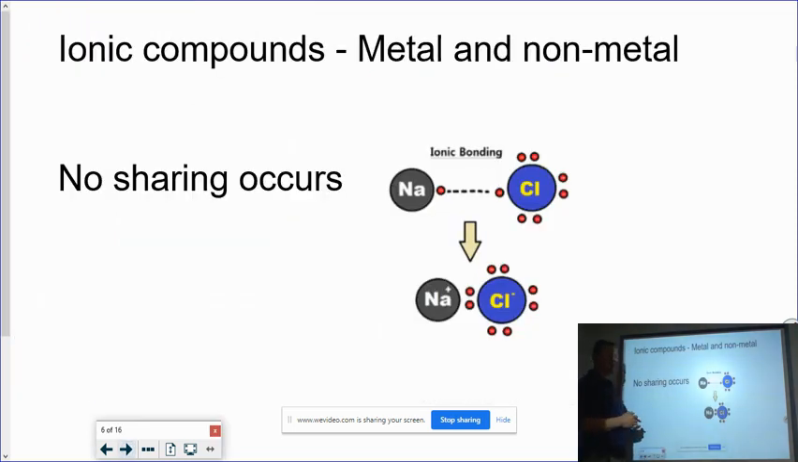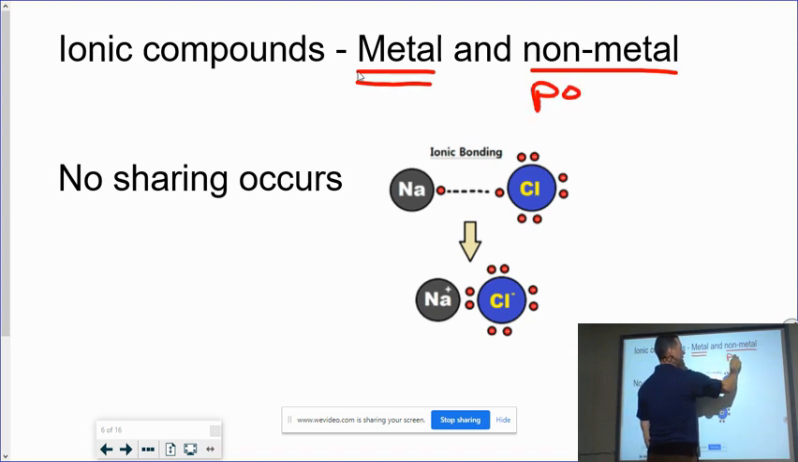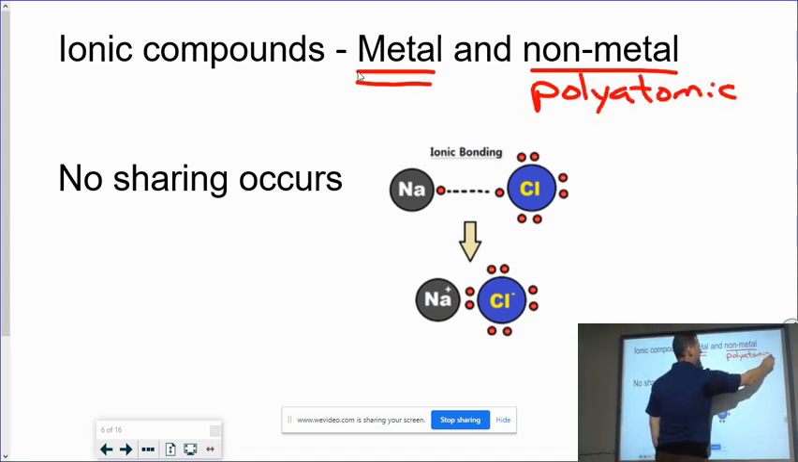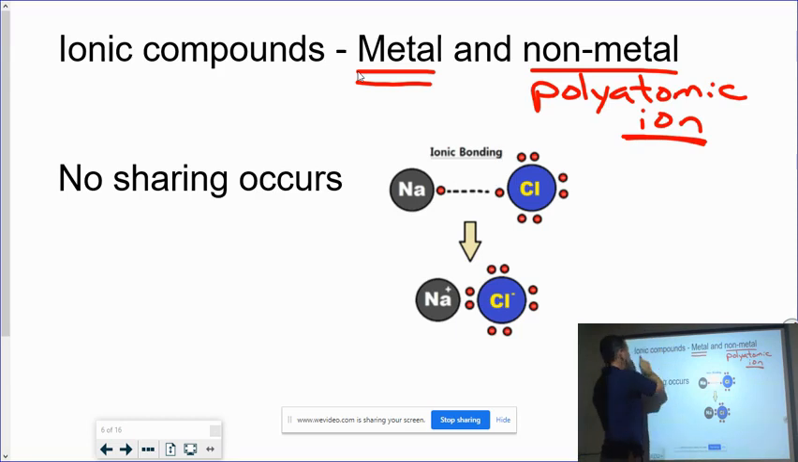Ionic compounds, that's everything that we talked about earlier when we started naming compounds. So the other 4 cases are all ionic compounds. That's when a metal and a nonmetal react, or a metal and a polyatomic ion. And those polyatomic ions are found on the back of your periodic table. When you have an ion in a compound, it is definitely ionic. You might want to write this on your periodic table, ionic compounds.